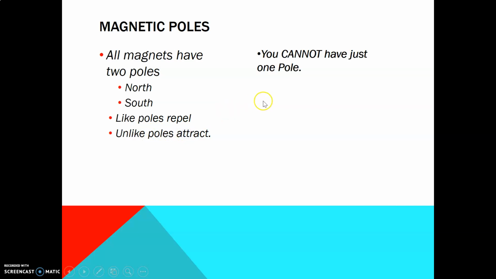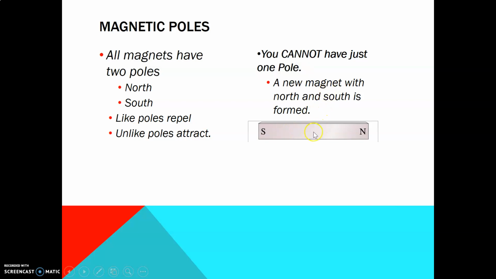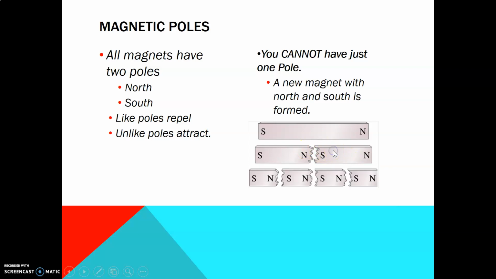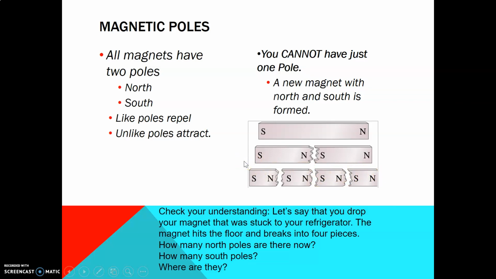A really important point here is that you cannot have just one pole. One pole is called a monopole, mono meaning one. You can't have it, which means if you break your bar magnet in half, you end up with two new magnets, each with its own north and south pole. If you break those, you'll end up with four new magnets, each with their own north and south pole. Go ahead and answer the question. Pause the video if you need to.